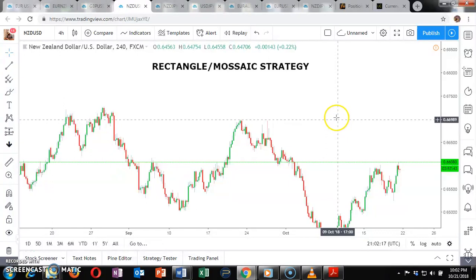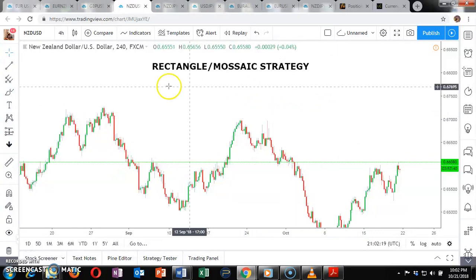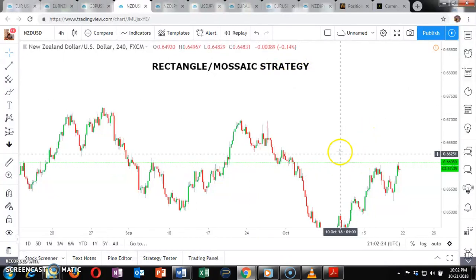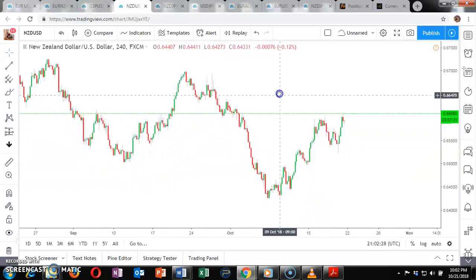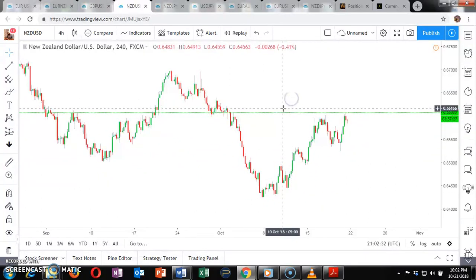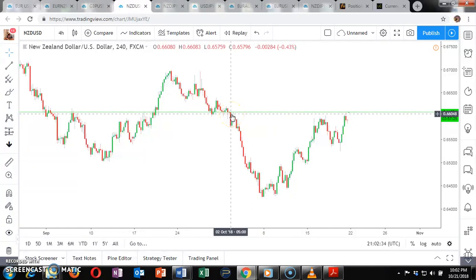This here is called the rectangle or the mosaic strategy. So I'm just going straight to showing us what this strategy looks like and how we can use it to actually do analysis and take trades.